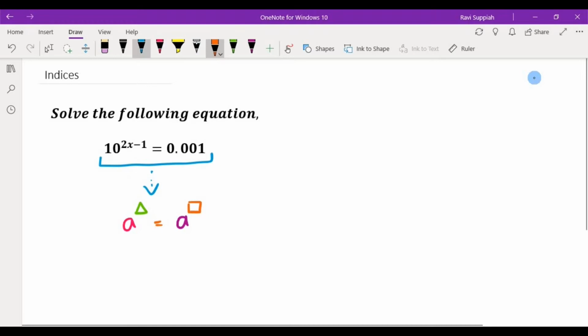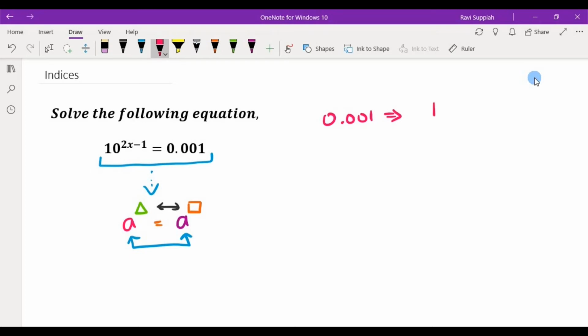Once you see that both the bases are the same, it also implies that both the powers are the same. So I want to have the same base on both sides. On the right hand side, we have 0.001. We must know that this can be written as 1 over 1000, and 1 over 1000 is 1 over 10 cubed.